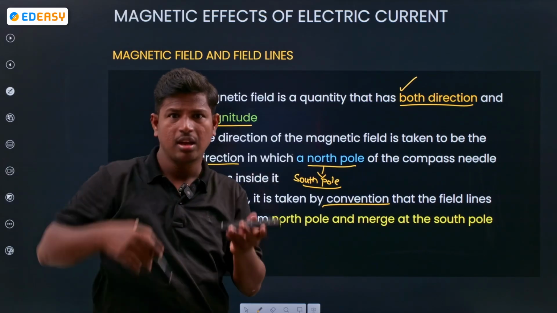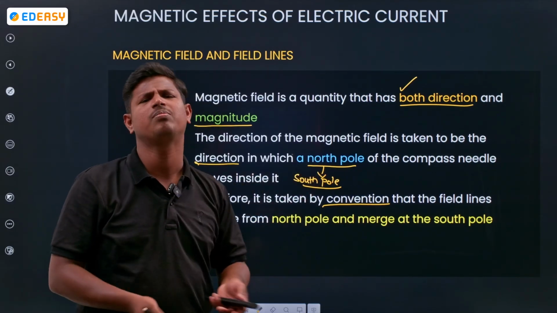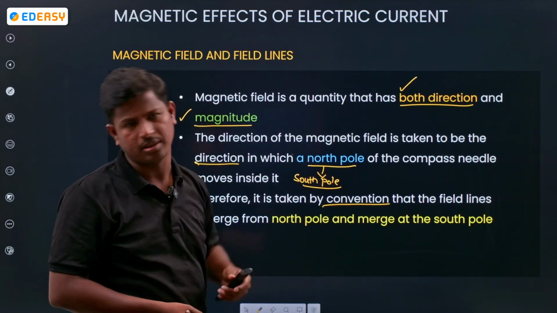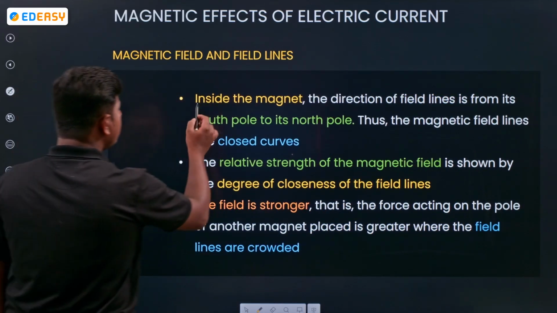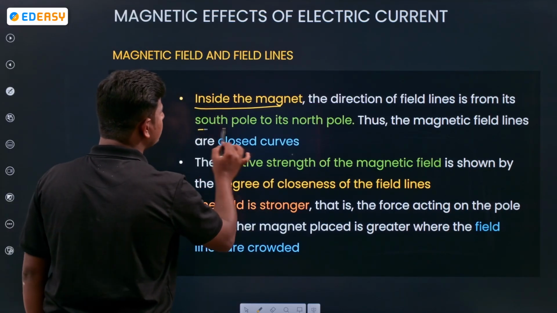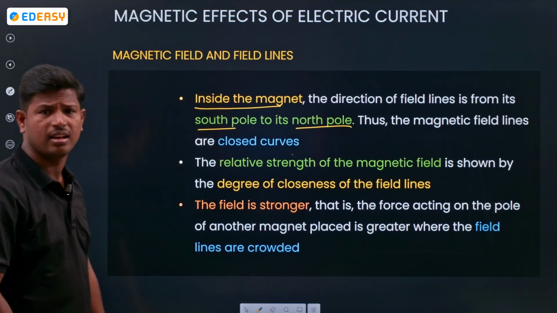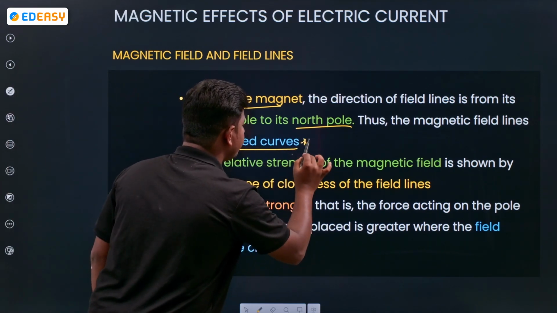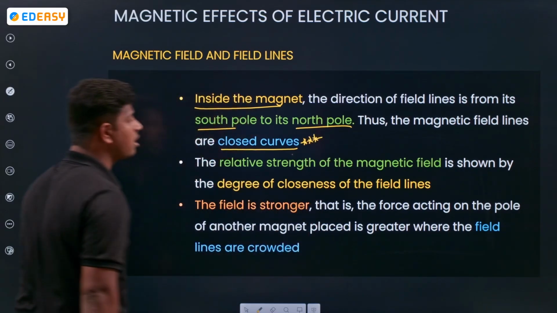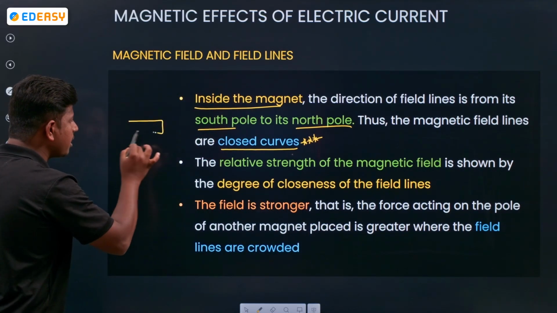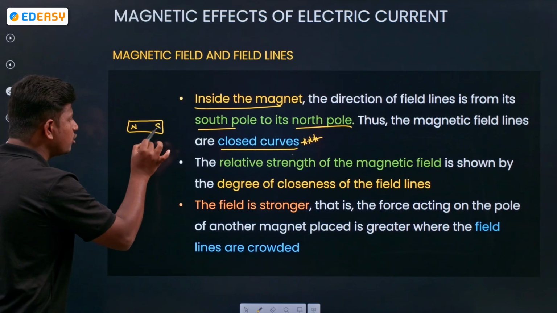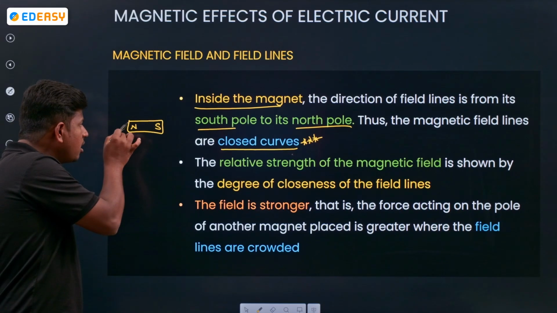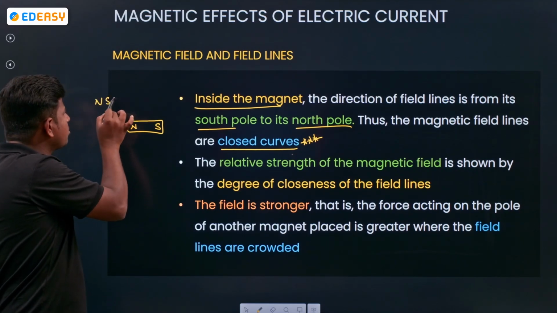It's outside. So for conventional purpose, we are taking the direction from north to south pole outside. Next, inside the magnet, where to where will it be? South pole to north pole, as we discussed earlier, and it forms closed curves. Remember the point. If you take a bar magnet, north pole is here, south pole is here. Where does it start? NSO, remember: north to south outside.